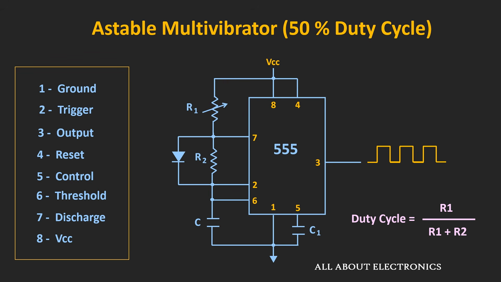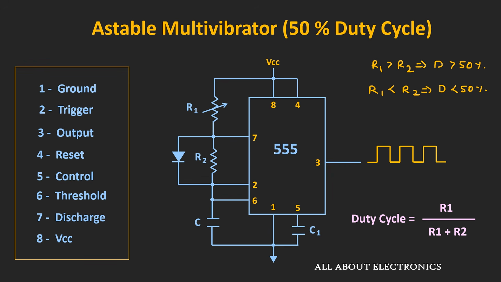So suppose you want to achieve a 50% duty cycle, then the values of R1 and R2 should be the same, and using this circuit it is even possible to achieve either more or less than 50% duty cycle. So if R1 is greater than R2, in that case the duty cycle will be more than 50%, while whenever R1 is less than R2, the duty cycle will be less than 50%. So using this circuit, it is possible to achieve the desired duty cycle.